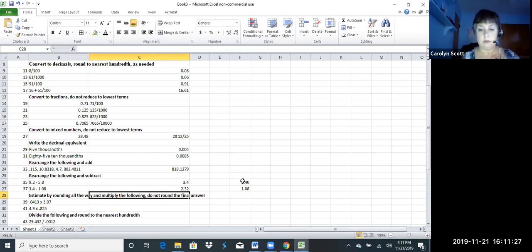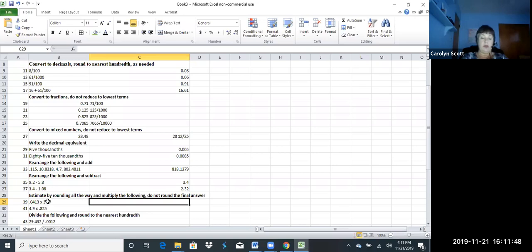And yes, 2.32. Okay, so now our directions tell us to estimate by rounding all the way and multiply the following. Do not round the final answer.